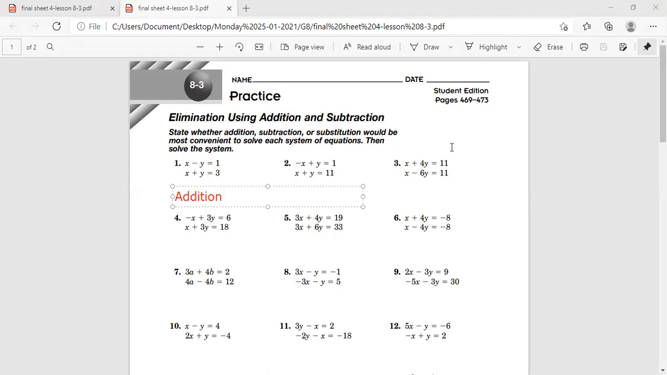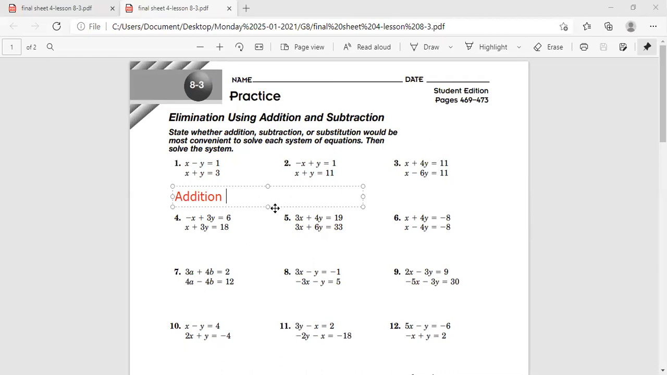Reem: Because there's a number and its additive inverse. Thank you so much. Because there is a number and its additive inverse. So once we have a number and its additive inverse, we are going to add. Who will continue to answer this question?